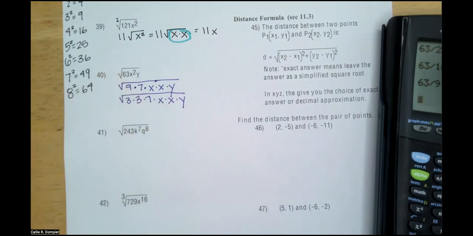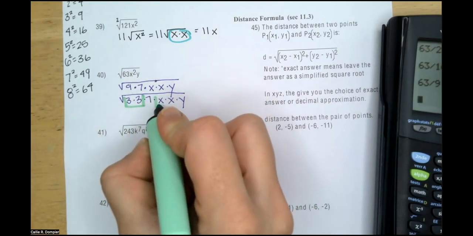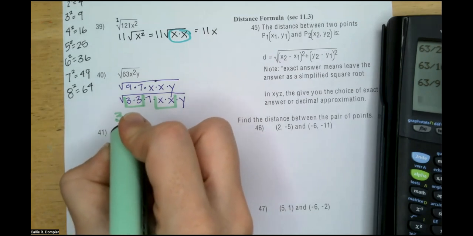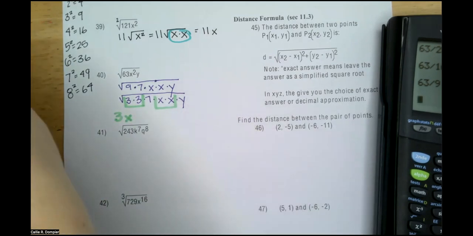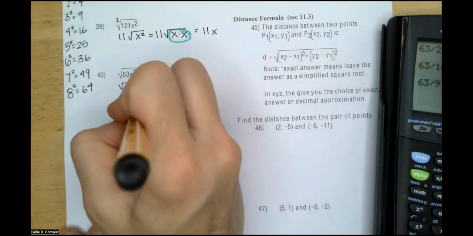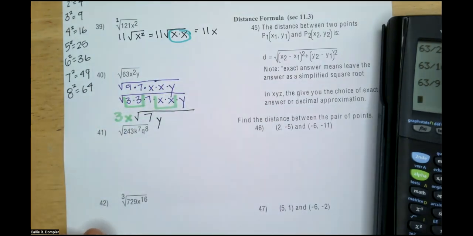Now we know that it's a square root, so now we're looking for pairs. Pairs of 2 of the same number, like this 3 and like this x. Now I'm going to take out 3x. Everything else just stays under there. It was just a 7 and a y. Good.